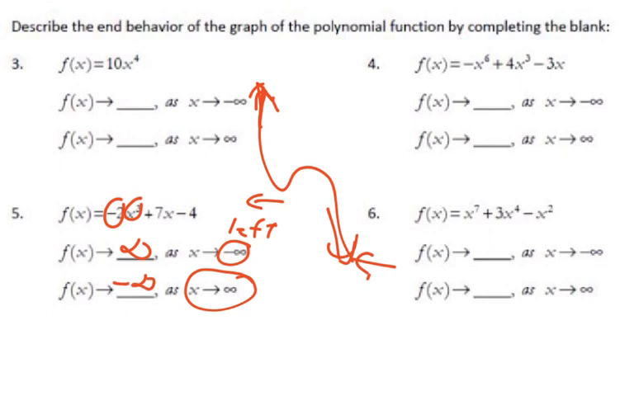All right, one more. Notice the x7, it's odd and it's positive. That means it's going to look something like that. It's going to go up on the right, down on the left. So therefore, as we go to the left, it's going to negative infinity. As x goes to positive infinity, it's going to go to positive infinity.